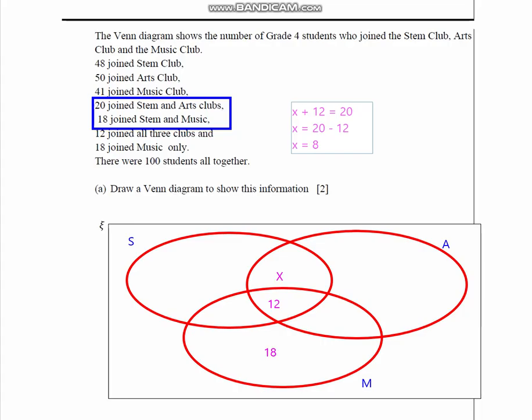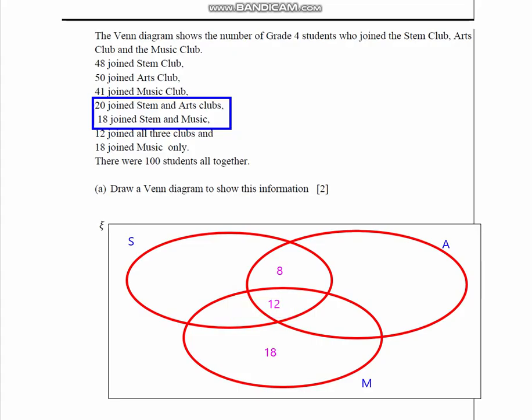Then let's replace the value x with the number 8. Boom. Now the second statement is telling us that 18 students joined STEM and music. STEM and music is this region over here. That's the STEM and music.